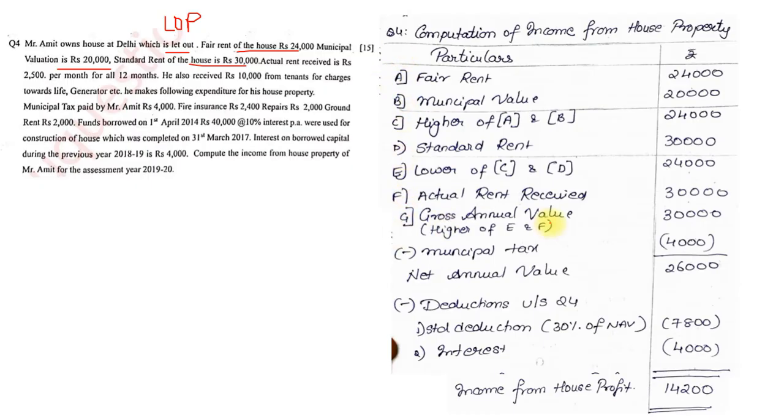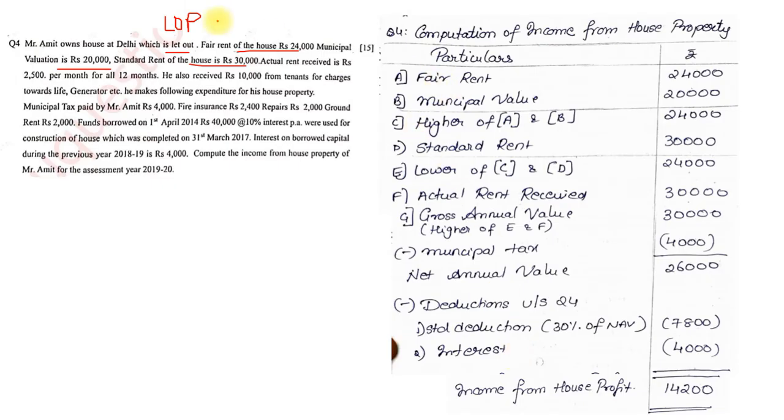G stands for gross annual value. So A, fair rent; B, municipal valuation; higher of A and B; C, standard rent; D, lower of C and D; E, actual rent; F, gross, that is higher of E and F. Less municipal tax gives you NAV, that is net annual value. Less deduction under section 24, that is one, standard deduction, that is 30% of NAV. Second is interest, and you can get your income from house property based on that format.